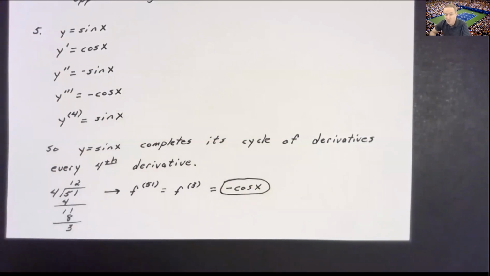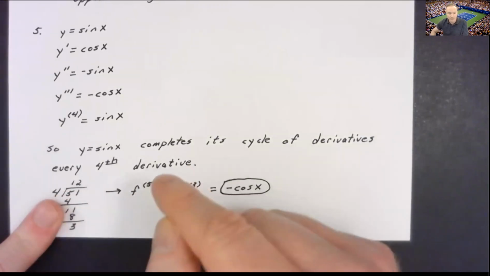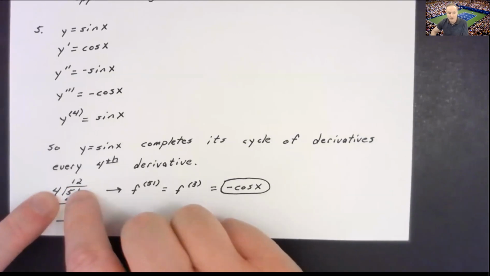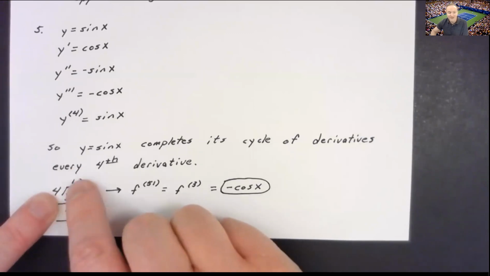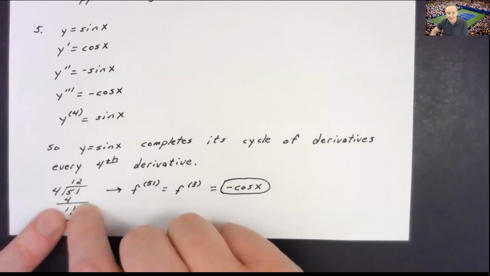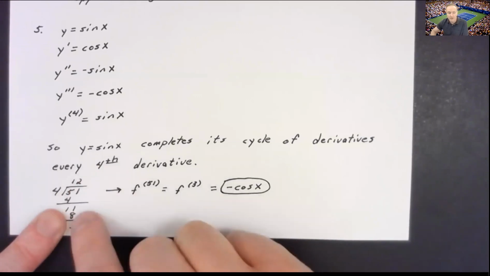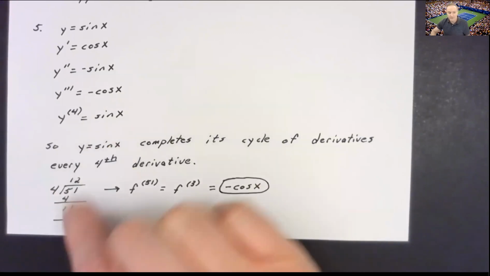So to show how we would take the 51st derivative, you just need to find the remainder of 51 divided by 4, because we know every fourth derivative, it goes back to the original function. So I just said, well, 4 goes into 5 one time, 4 times 1 is 4, 5 minus 4 is 1. And then you can say, well, 4 goes into 11 two times, and 2 times 4 is 8, 11 minus 8 leaves a remainder of 3. So that's the long division algorithm.